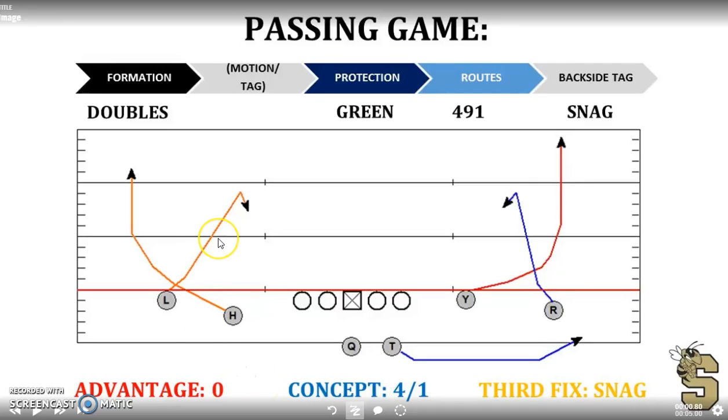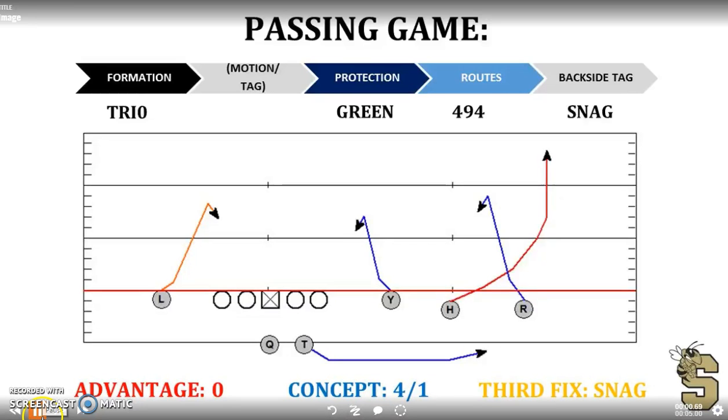Our third fix will still come from the backside. We can tag it with rule, or in this case, we can tag it with snag, which basically mirrors the play on both sides of the formation. We can also run this from a 2-back formation, such as split, where now the backside wheel route comes from the backfield.